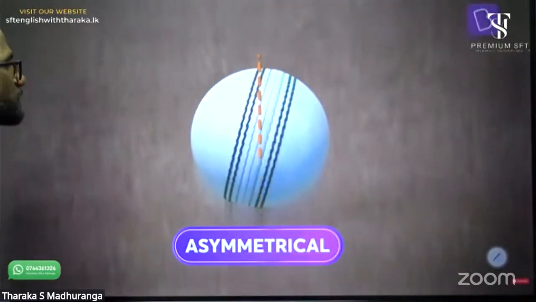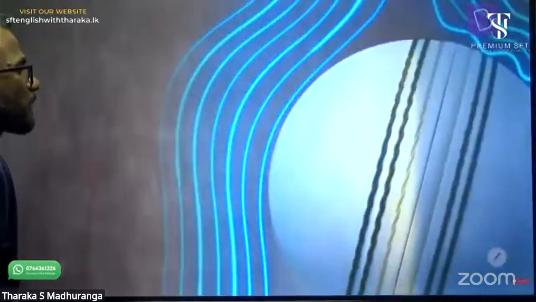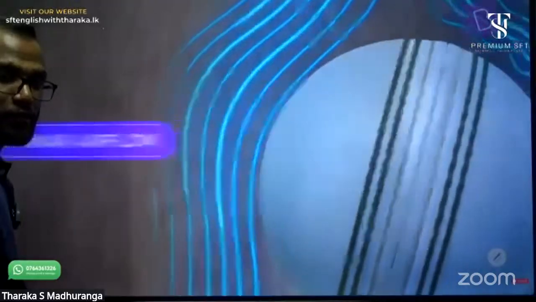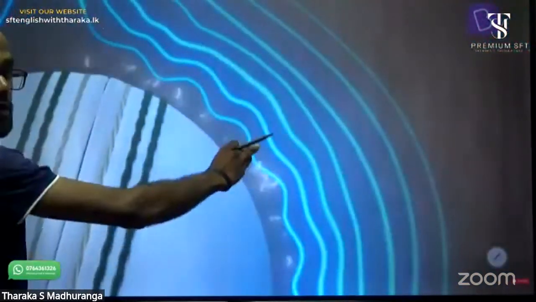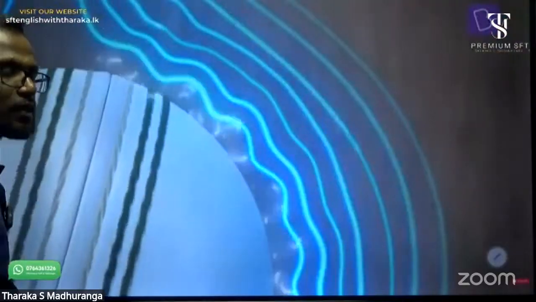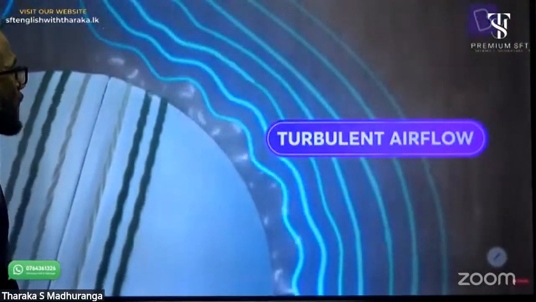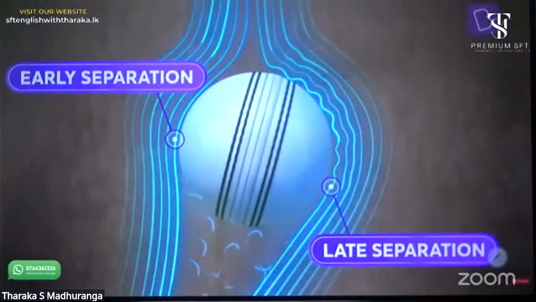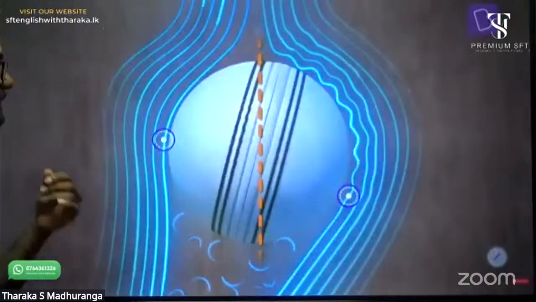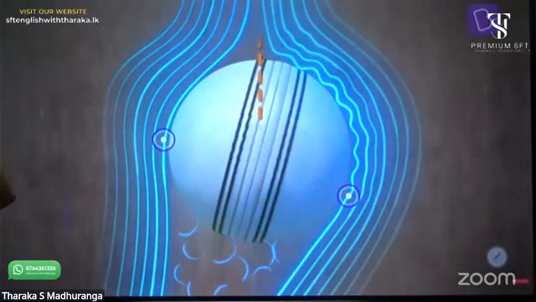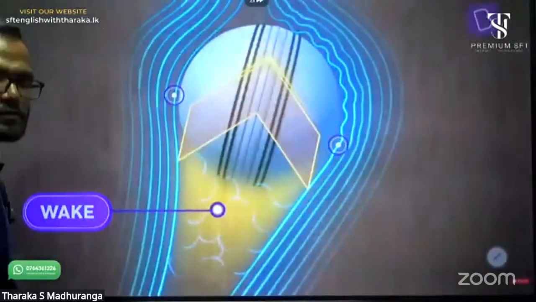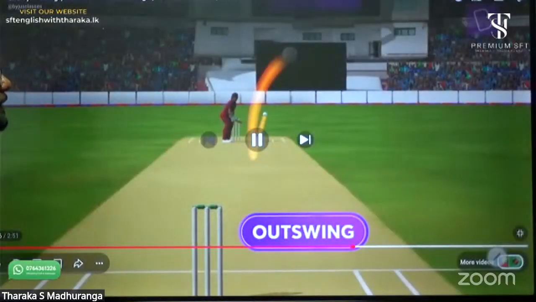Once the airflow splits on the non-seam side, there is a smooth flow of air, or laminar flow. On the seam side, however, the seam trips the airflow into a chaotic or high energy turbulent flow, which helps the airflow adhere to the surface, leading to late separation. This asymmetry, as you can see, results in a wake deflected towards the left, implying that the ball experiences a force in the opposite direction, an outswing to the left hand.